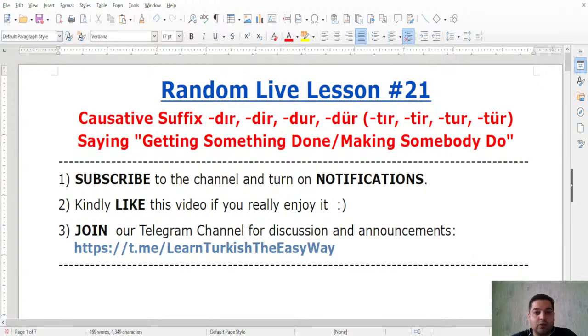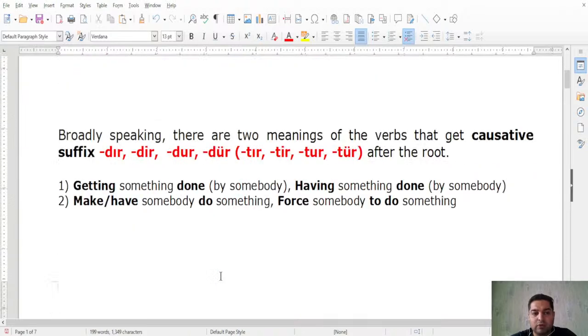So why or how do we use the causative suffix, which is this one, right? Causative suffix dır, dir, dur, dür, or alternatively tır, tir, tur, tür in Turkish language. There are basically, broadly speaking, two meanings of this usage. So when you add this dır, dir, dur, dür or tır, tir, tur, tür, which I basically call dır over 8, right? There are 8 possible cases to the root of the verb. You have two possible meanings. Again, broadly speaking, okay? The first meaning is that you are getting something done by somebody, of course.